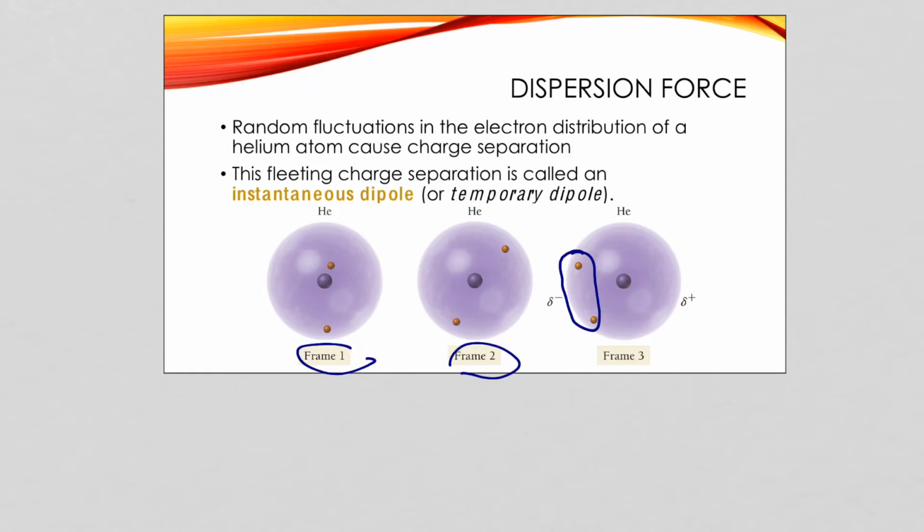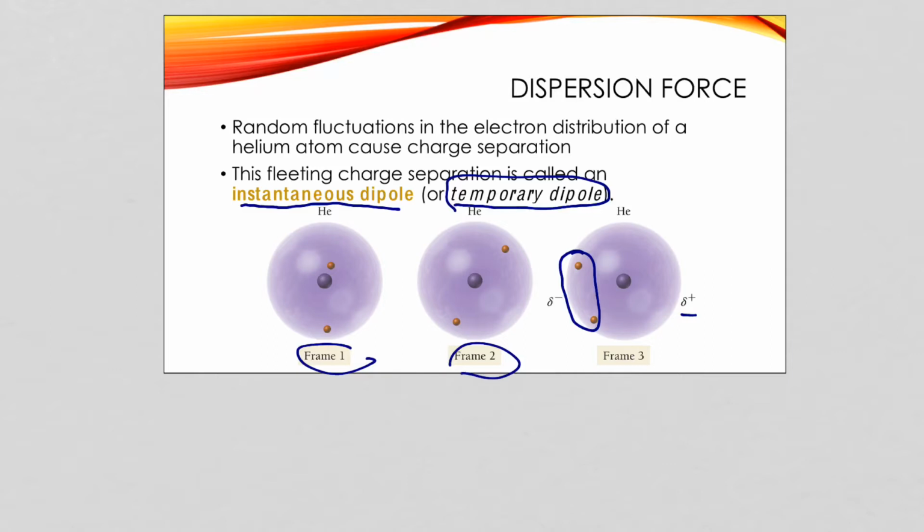And that creates what we call an instantaneous dipole, or sometimes a temporary dipole, where one side of the atom or molecule has a relatively negative charge where the electrons are grouped, and the other side has a relatively positive charge. That's a dipole. Remember we talked about polar bonds, where we create a dipole where one side of the bond is more positive versus more negative, depending on where the electrons spend more time. Same kind of idea here.